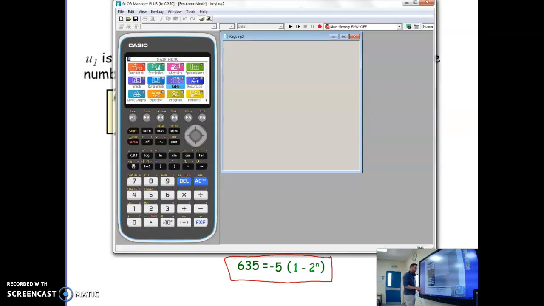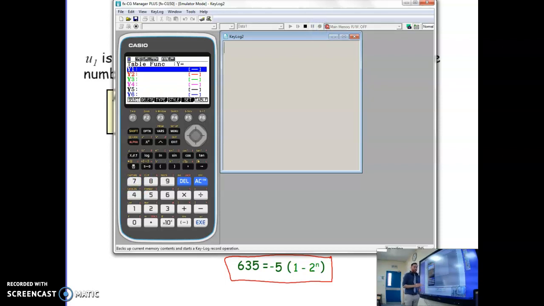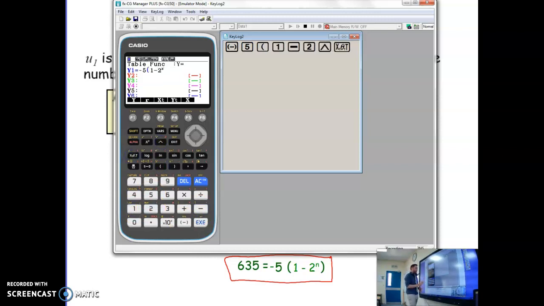And here we go. So, what I'm going to do is I'm going to use the table. So I'm going to press on this calculator the number 7 and go into table. And then I'm going to put my equation here, negative 5 brackets 1 minus 2n. So let's go negative 5 brackets 1 minus 2 to the power of, and I'm going to put x in there. And then I'm going to go across and close the brackets. Now that I've got that formula in there, we're going to plot the table.